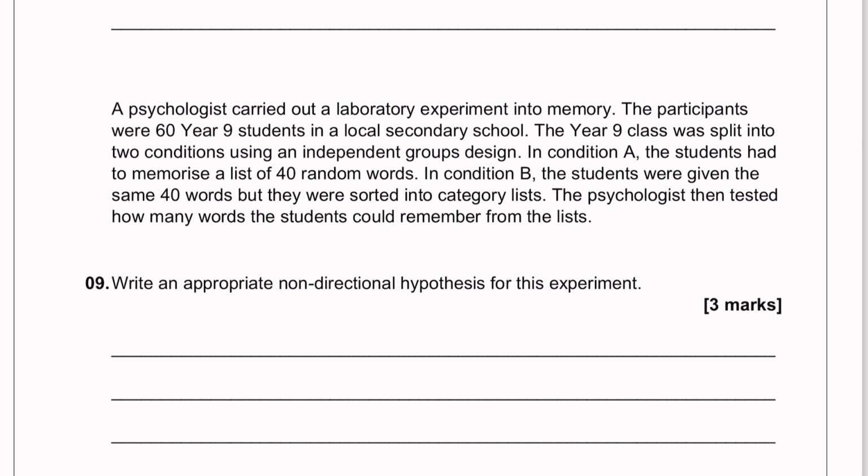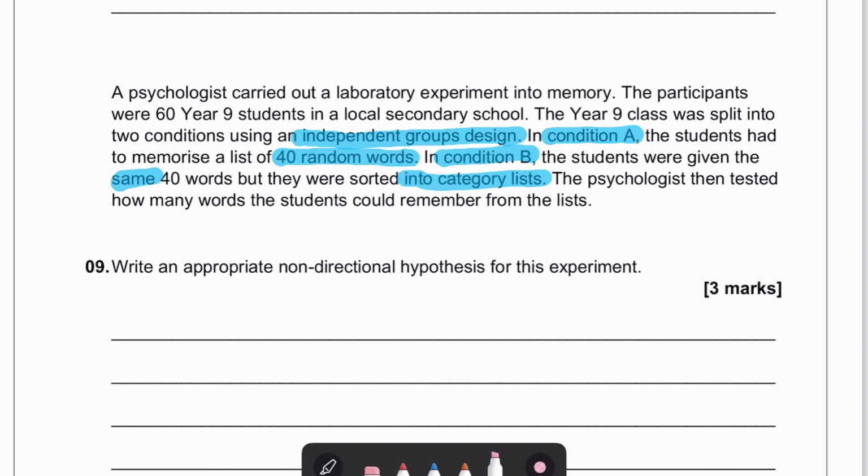So first of all, the key things that we need to pick out in this question are the fact that it's an independent groups design with two conditions, condition A and condition B. In condition A, they used 40 random words, and in condition B, they had 40 words, which were the same, but sorted into category lists. And then the DV here is what they could remember from the lists. The question also states that it has to be a non-directional hypothesis.